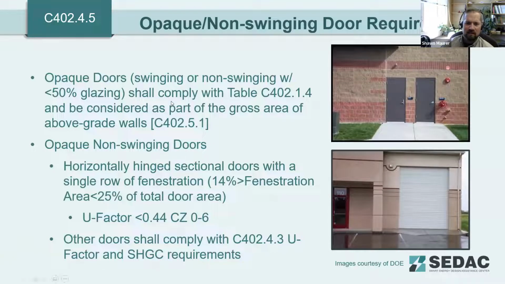So they've added a little bit of clarification in some of the door location definitions and considerations, whether they're fenestration or above grade wall. And then a little bit more requirements for horizontally hinged doors, garage doors with a row of fenestration in them. They've added in that U factor 0.44 requirement there.